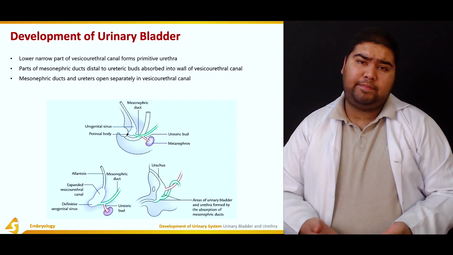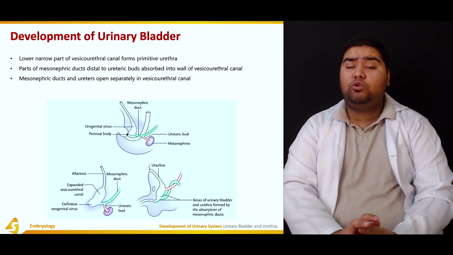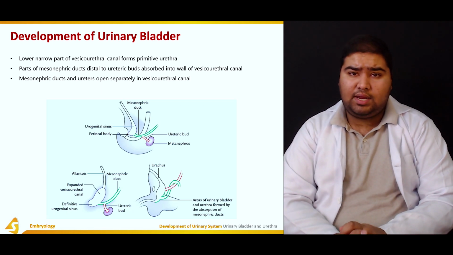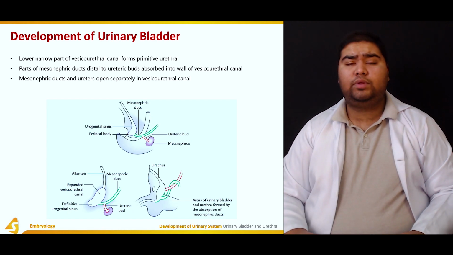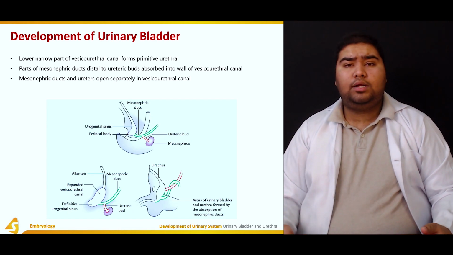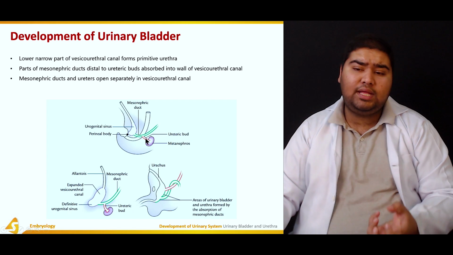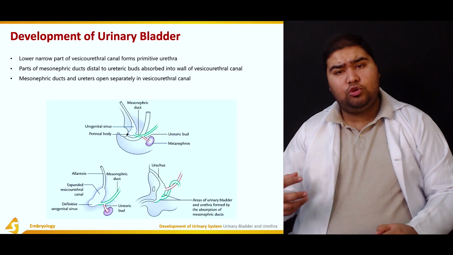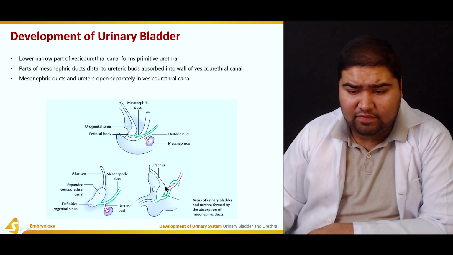Since initially they were combined together, the ureteric bud was opening directly into the mesonephric duct, and the mesonephric duct was opening into the vesico-urethral canal. But since the vesico-urethral canal absorbs the distal portion of the mesonephric duct, the portion that lies distal to this ureteric bud in red has been absorbed within the wall of the vesico-urethral canal, as a result of which the opening of the ureter and the mesonephric duct has now been separated, which can be seen in the figure here.